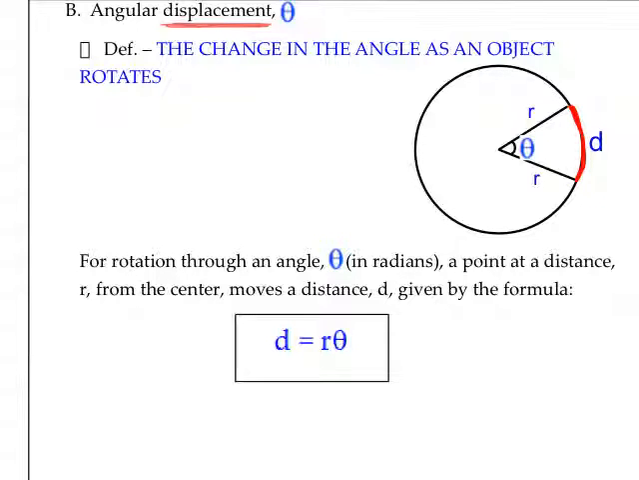So we can relate the linear, or translational, straight line movement with the rotating movement, with these variables. So for rotation through an angle in radians, a point at a distance r, so a radius from the center, is going to move a distance d. And your formula would look like this. The d, which would be what that arc length looks like, would be equal to the radius times this displacement, which would be in radians. And for our units, you'll see meters for the distance and meters for the radius. And then the angular displacement would be in radians.